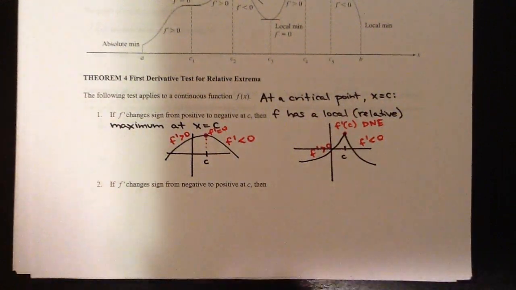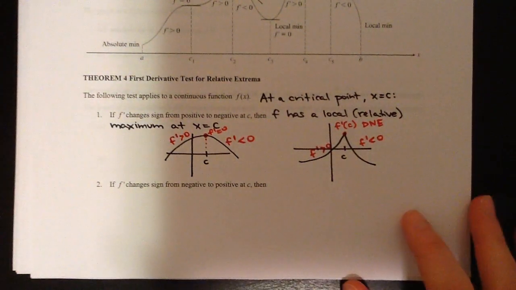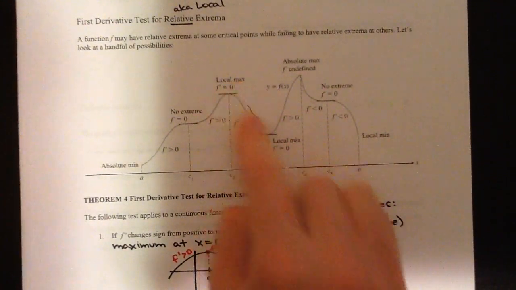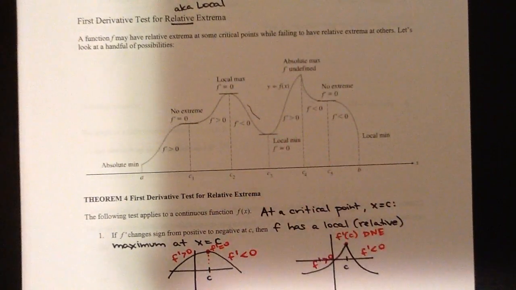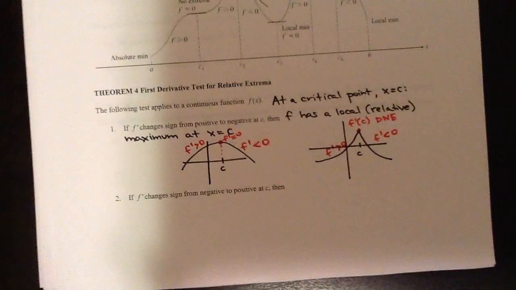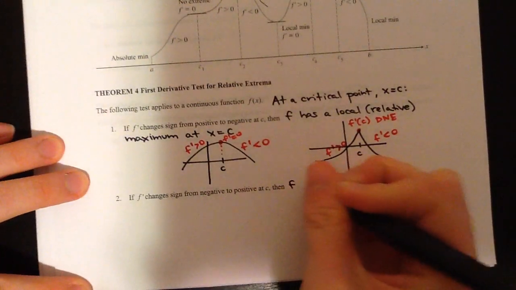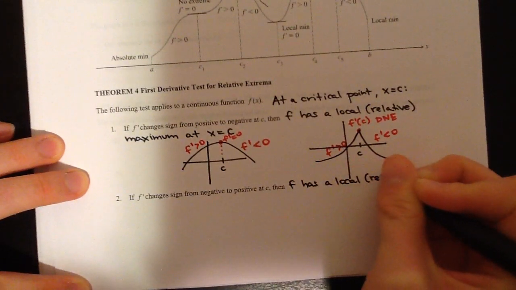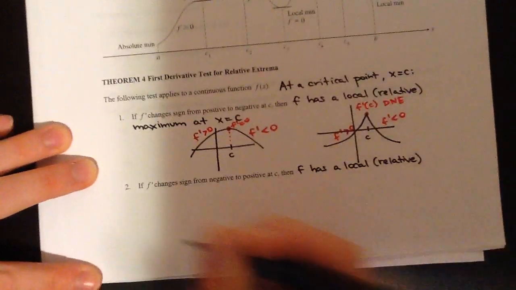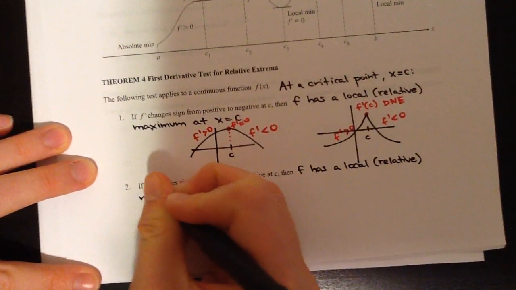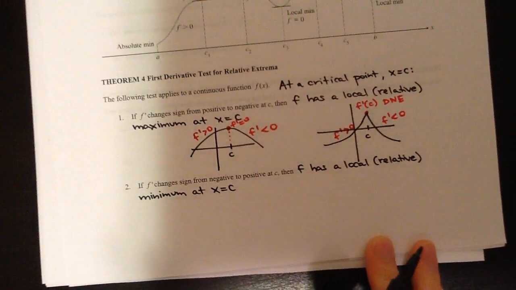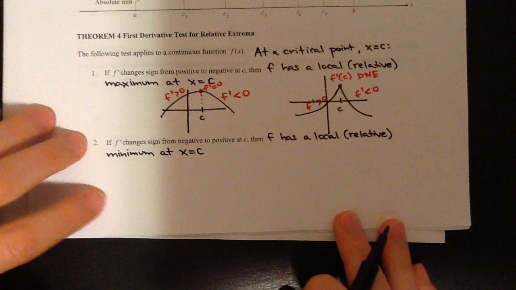All right. Next, if f prime changes sign from negative to positive, that's what I'm dealing with here. Negative derivative, positive derivative, that means I've got a local min. Okay, so that's what I'm going to write down. So then f has a local or relative min. Again, we're going to try to use those interchangeably. Okay, so two different situations here, just like I had.